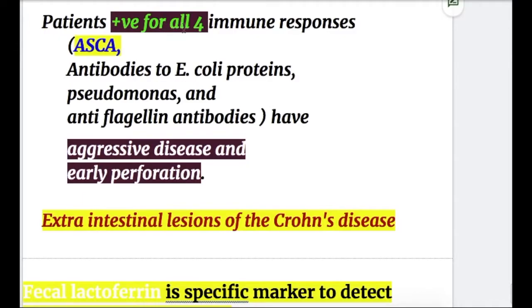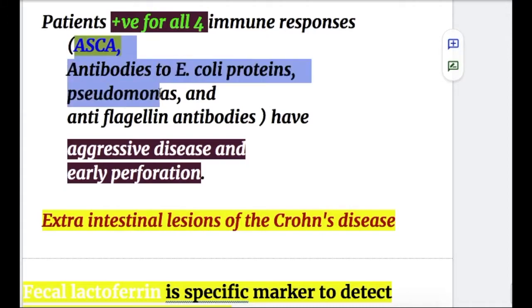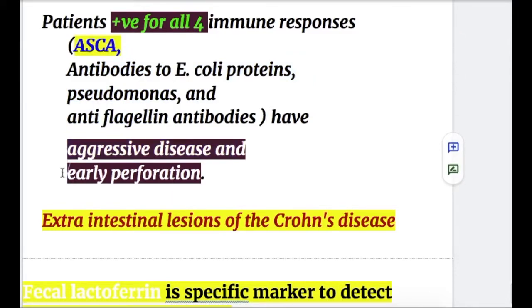Patients positive for all 4 immune responses, that is ASCA and antibodies to E. coli protein, Pseudomonas, and anti-flagellin antibodies, have aggressive disease and they have early perforation. So the importance of the immune responses is that if all 4 are positive, then the disease is aggressive and their chances of early perforation are more. Extraintestinal lesions of Crohn's disease we will discuss in a separate video.